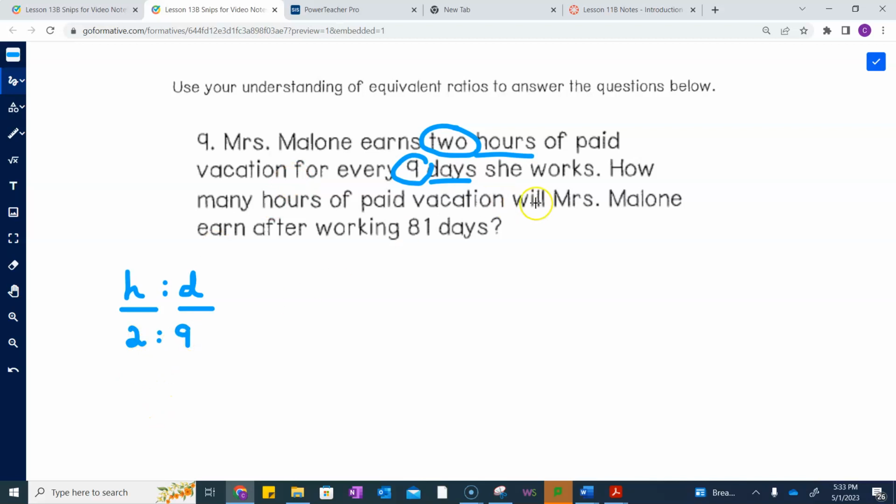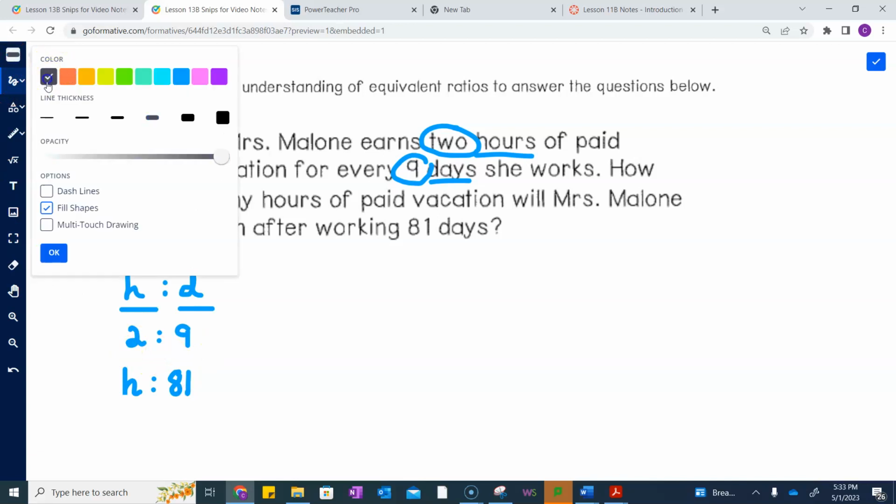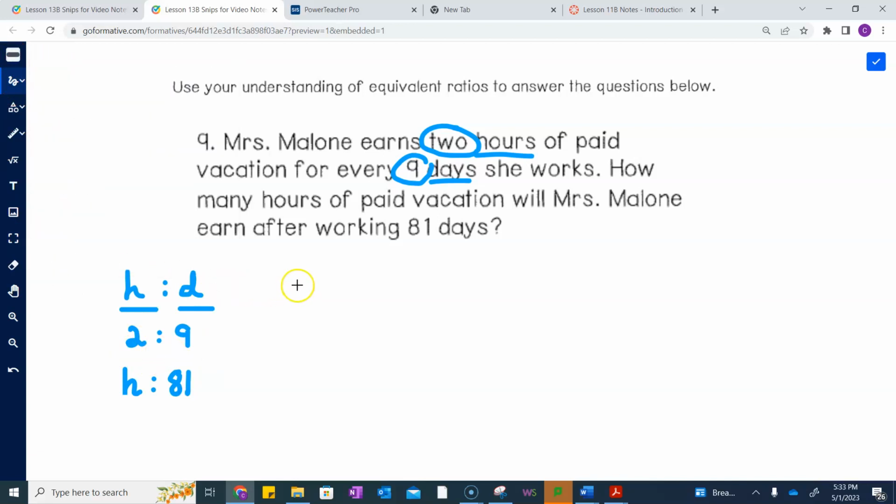So now what we're trying to figure out is how many hours of paid vacation is she going to earn if she works 81 days. So we don't know how many hours she's earned. We need to figure it out if she works 81 days. So looking at this, I didn't set it up in a fraction form, but we could definitely do that. We could say hours over days, 2 hours earned after 9 days of work, and how many hours is she going to earn after 81 days of working.